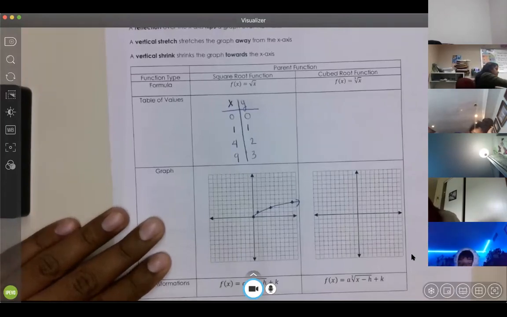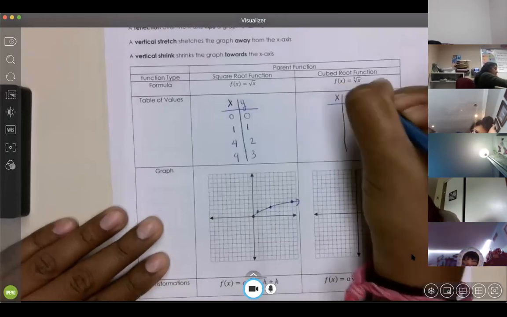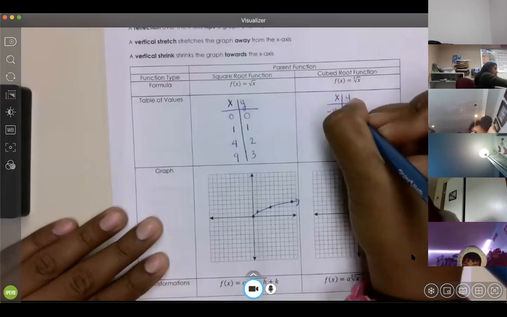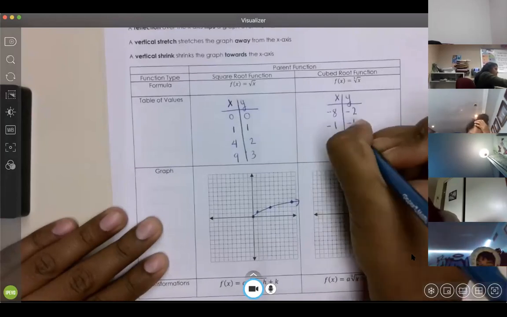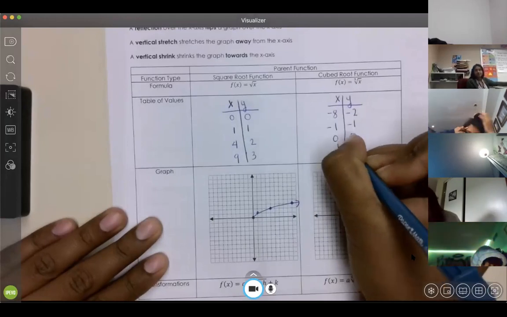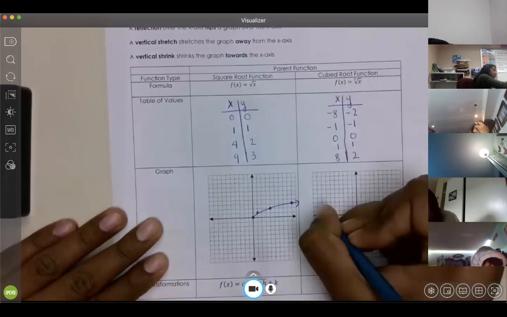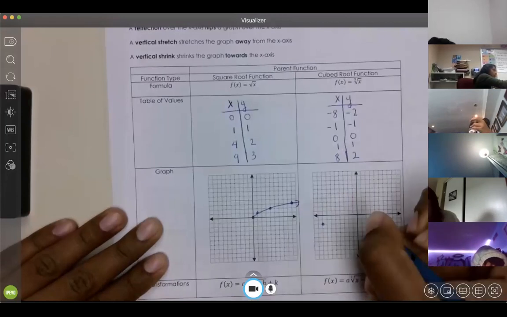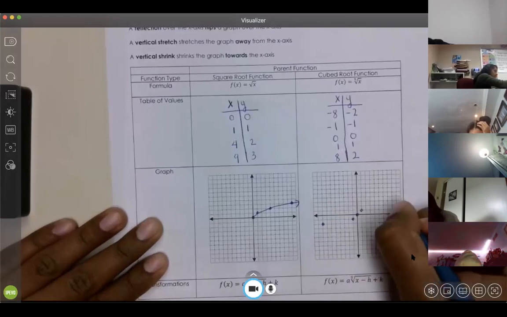And then for the cubed root function, we've got -8, -2, -1, -1, 0, 0, 1, 1, and 8, 2.